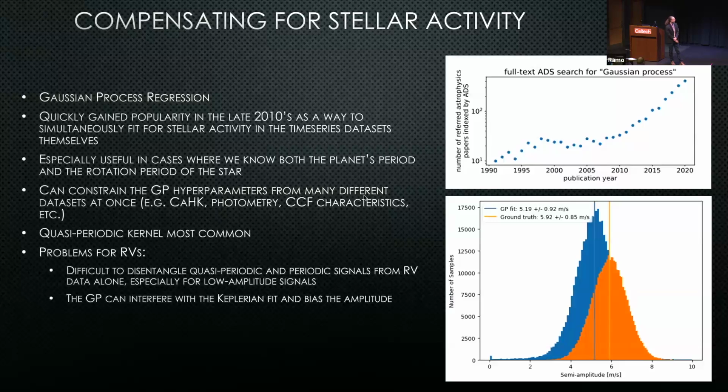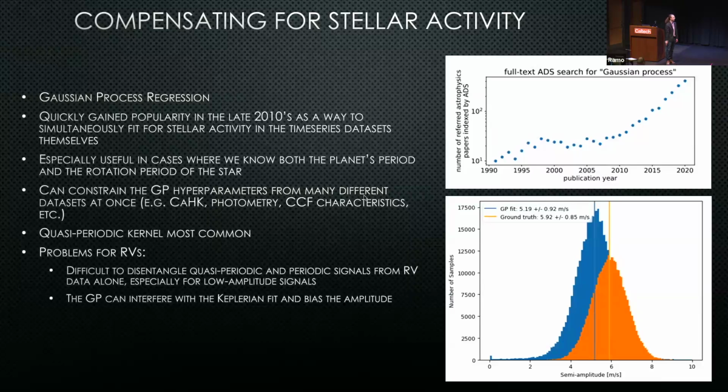One issue for radial velocities is that sometimes it's difficult to disentangle quasi-periodic signals from fully periodic signals. And the fact that they are quasi-periodic tends to make them blur out or leak into other periods in Fourier space, which is typically how we do exoplanet detections with RVs. So over here on the bottom right, I ran a quick simulation just for the purpose of this talk to demonstrate a known issue with Gaussian processes.